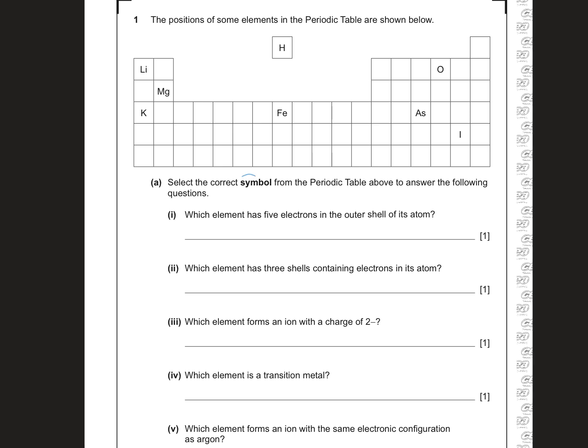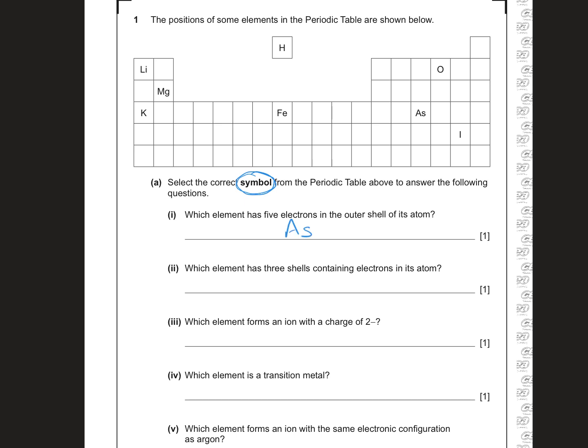Now you need to be careful with these types of questions. Sometimes it says name, other times symbol. So be careful that you do the right thing. If it says identify, then you can give either the name or the symbol. So part 1, which element has 5 electrons in the outer shell? Well, group number equals the number of electrons in the outer shell. So here we've got group 1, group 2, 3, 4, 5. Arsenic. So we're going to write down As.